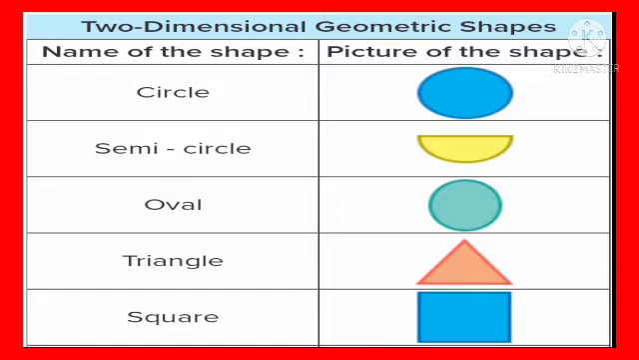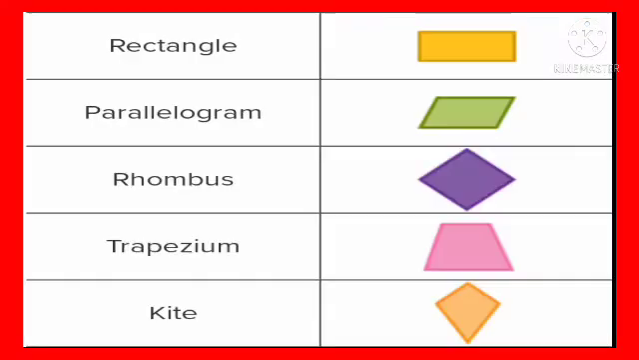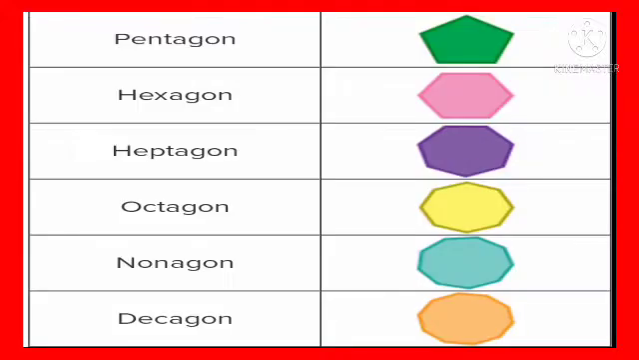Circle, semicircle, oval, triangle, square, rectangle, parallelogram, rhombus, trapezium, kite. Pentagon. A 5-sided polygon is known as a pentagon. Hexagon. A 6-sided polygon is known as a hexagon. Heptagon, 7 sides. Octagon, 8 sides. Nonagon, 9 sides. And decagon. A 10-sided polygon is known as a decagon.